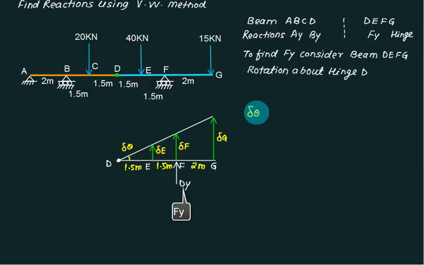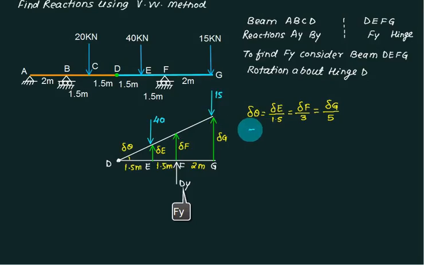Del theta is tan theta. First is del E divided by 1.5. Second is del F divided by total distance, which is 3, upon adjacent. This one is delta G. For delta G, adjacent is 3 plus 2, that is 5. So external forces: at point E we have 40 and at this point we have 50.